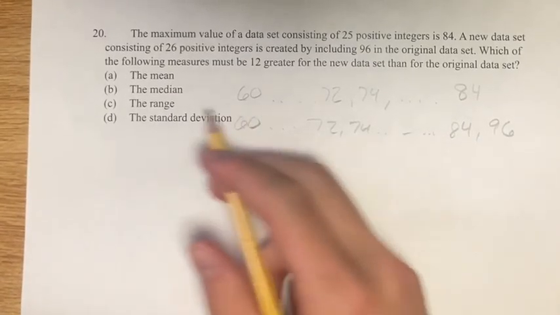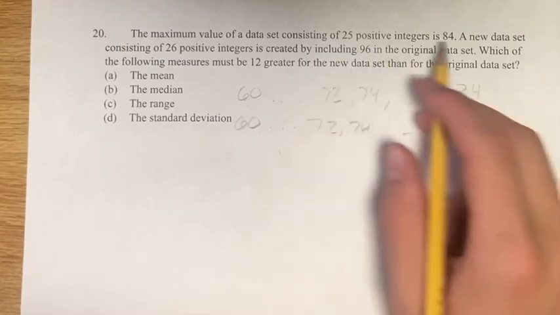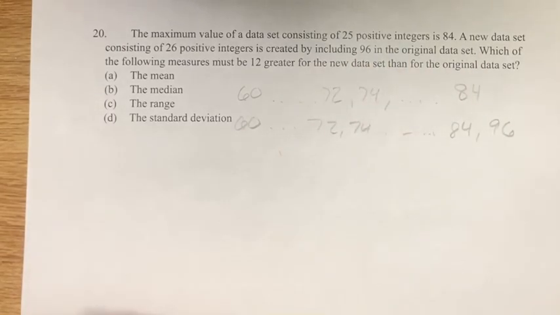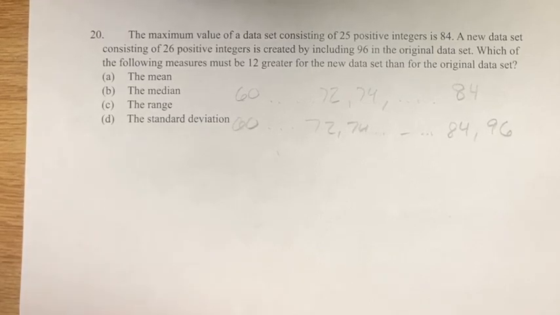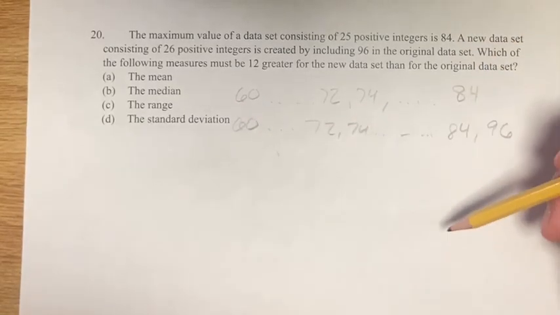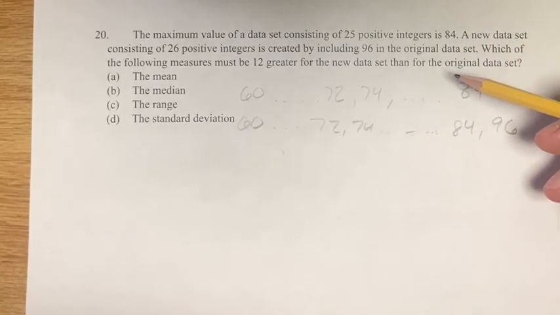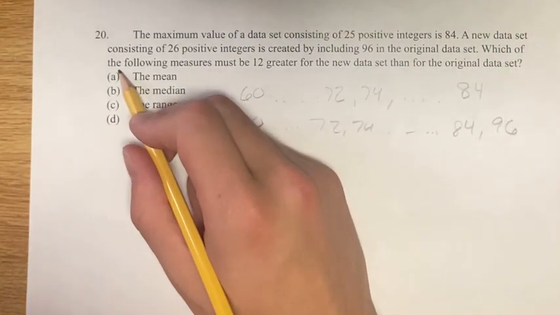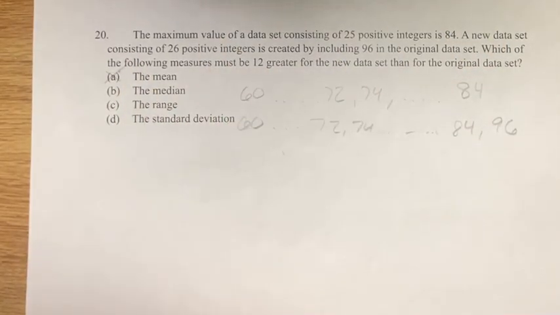We're asked which of the following measures must be 12 greater for the new data set than for the original data set. So, looking at the mean, if we don't know any of the actual values in the set other than the largest one, again, these are just numbers I came up with, then we can't find the mean. We'll come back to this, but we don't think we can find the mean.